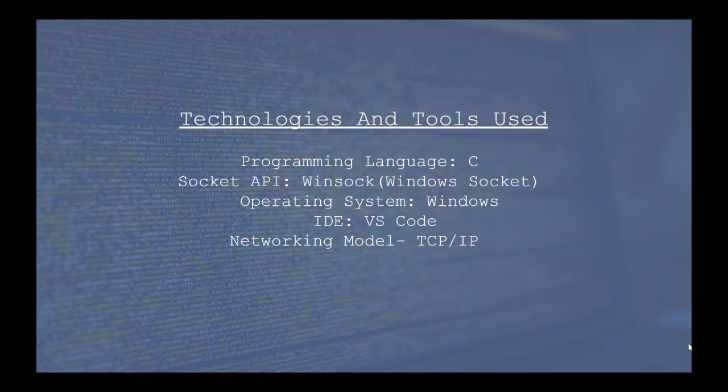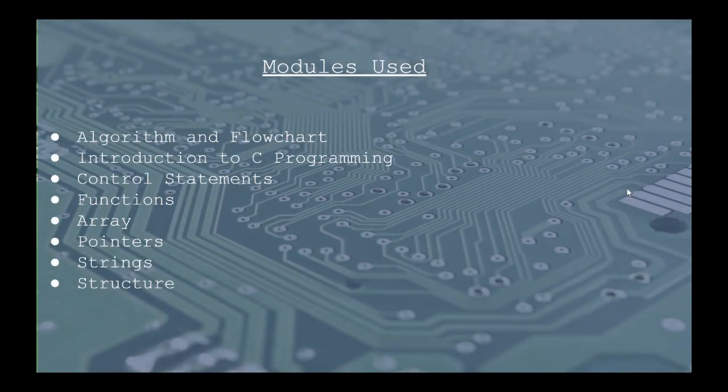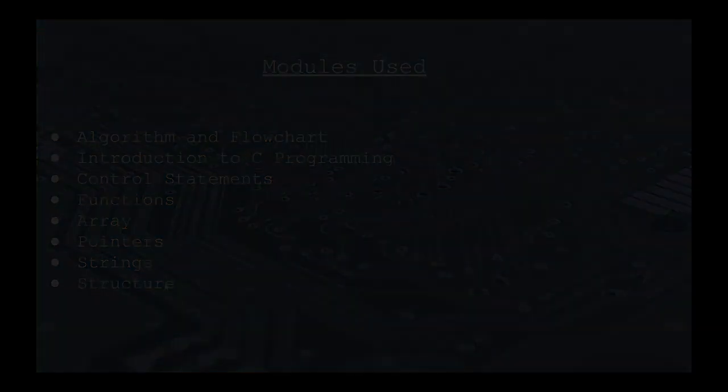We used C as the programming language, WinSock 2 for networking on Windows, TCP as the communication protocol, and Visual Studio Code as the IDE. These are the modules which we have used in our project which we learnt in our class. These are algorithm and flowchart, introduction to C programming, control statements, functions, array, pointers, strings, and structure.